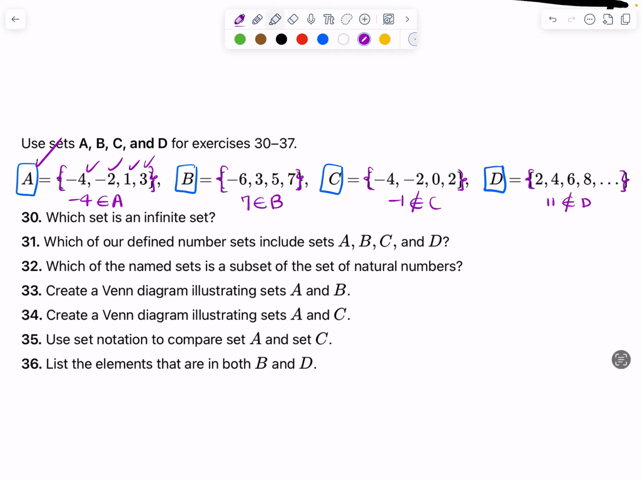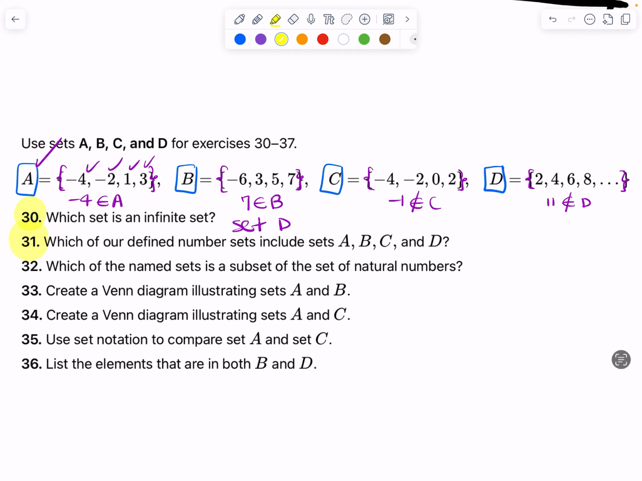All right, do you want to try number 30 with me? These problems are really similar to what I assigned for homework. Which set is an infinite set? Do you remember what infinite set meant? An infinite set means a set with lots and lots of elements inside, so many that it's not countable. It's non-ending. It's not finite, it's infinite. So which set is it? That's right, it is set D.